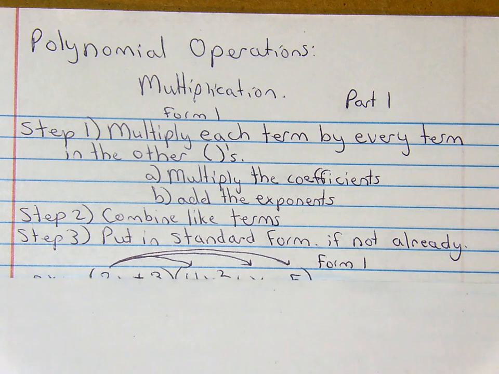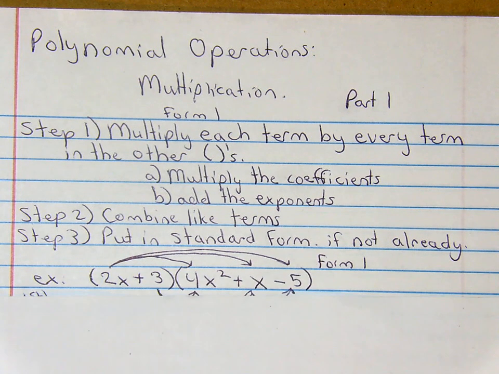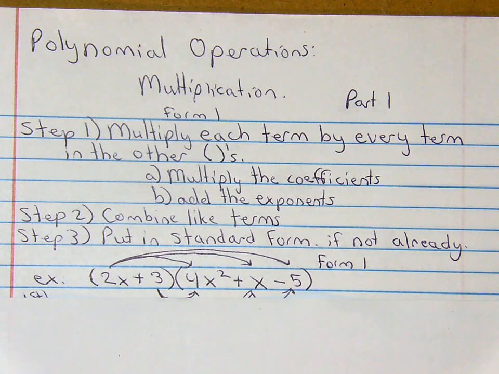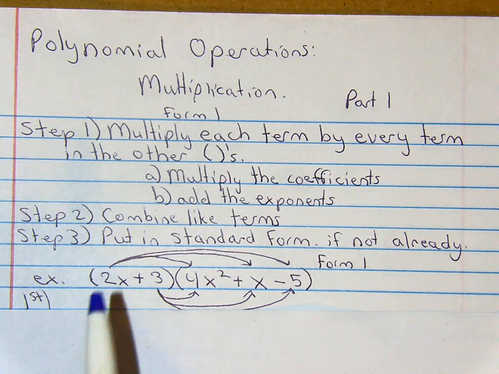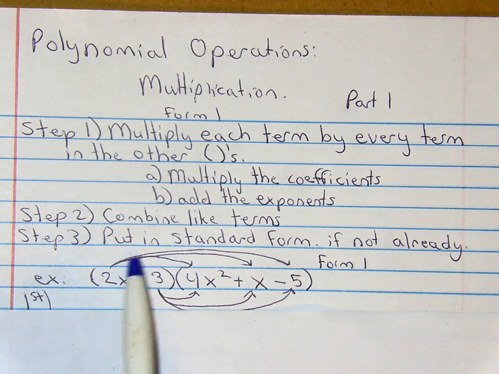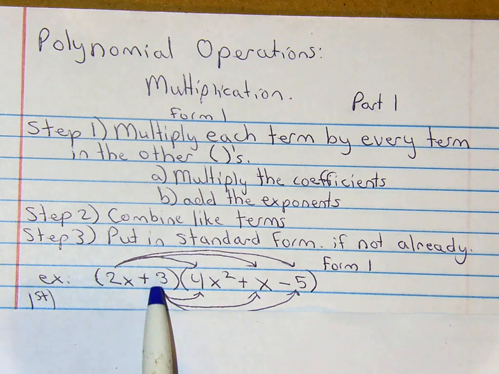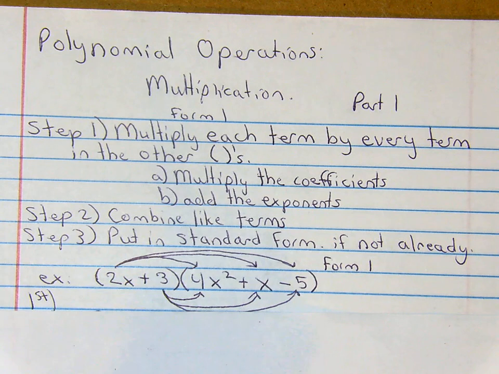So let's go ahead and look at form 1. And so this is one way that you can go about to multiply. So you're given the example of our binomial and our trinomial, and we're going to multiply each term by every term in the other set of parentheses. So the first, you can see that we're doing just that. The 2x is being multiplied by every single term in this other set of parentheses, and the 3 is being multiplied by every other term in this set of parentheses.